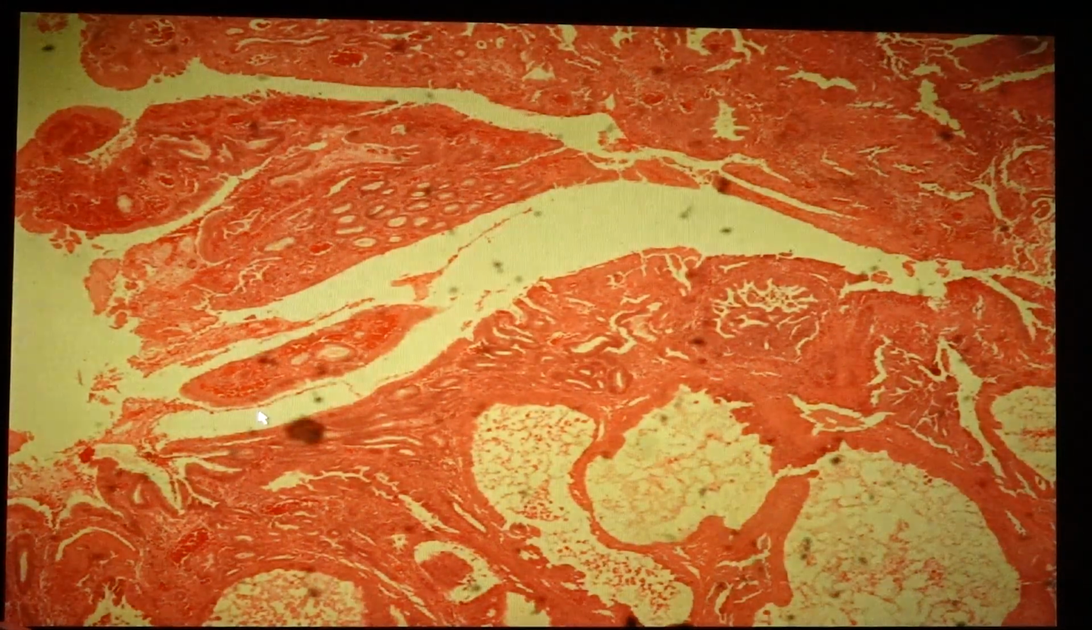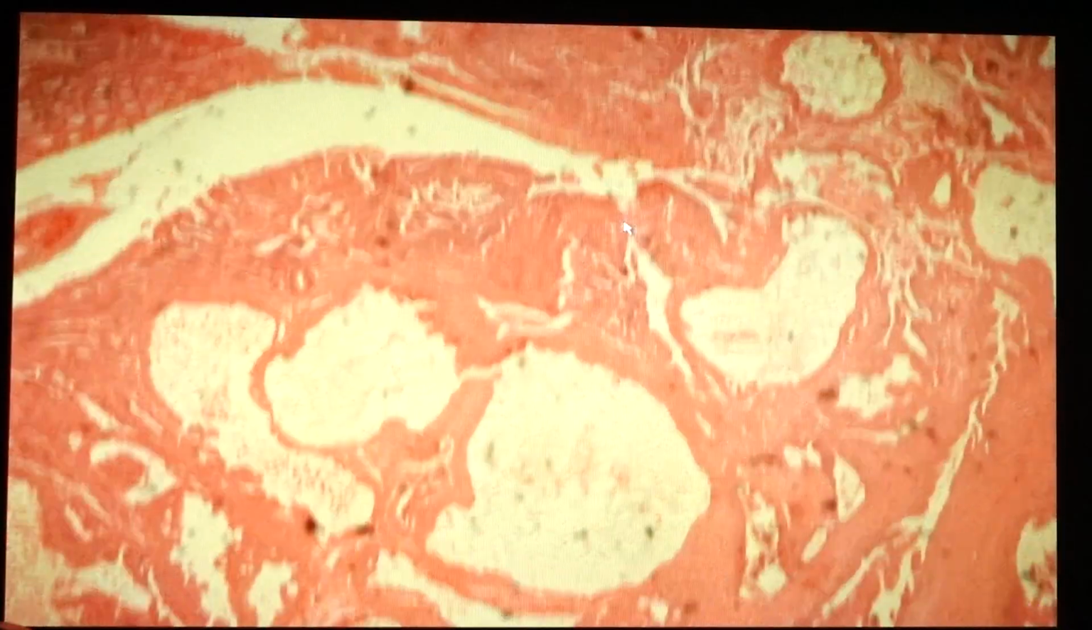Okay, so again, you look for the stratified squamous epithelium, which would mean that you are in the esophagus, and then you see the presence of the intestinal metaplasia, and then here you would see the presence of adenocarcinoma. Okay. Next we have slide 162. Now we are in the colon.